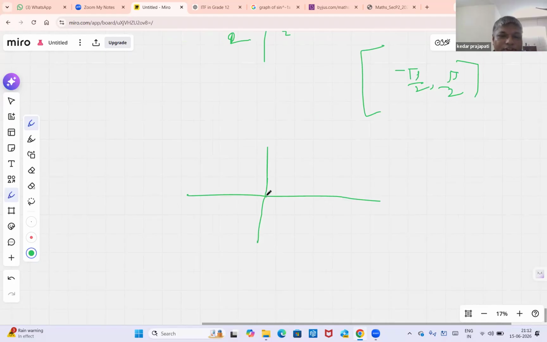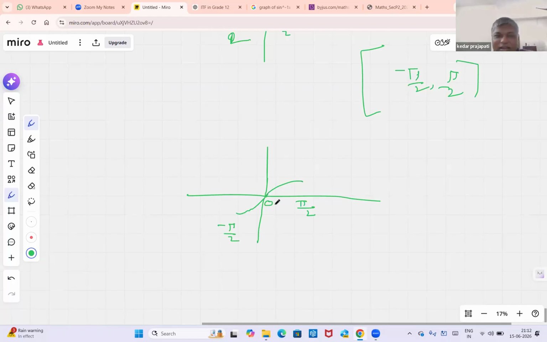So the function is going like this, right, Dheeraj? Yes. And the function is going like this. So between minus pi by 2 and pi by 2, it is like this. I'm restricting this. This is at pi by 2 and this is at minus pi by 2. Correct.